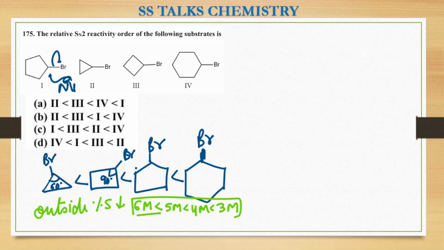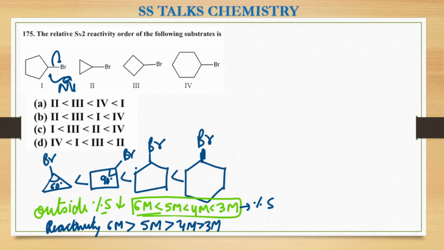As the S character is decreasing, the nucleophilic attack is going to be at a faster rate, because the electronegativity is decreasing, so the carbon and bromine bond will be easily able to break over there. So according to this percentage S character order, we expect the reactivity order to be that the 6 member ring reacts at a faster rate, followed by the 5 member, then the 4 member, and the least in the 3 member, where the percentage S character is going to be the maximum. So this is what we are expecting.